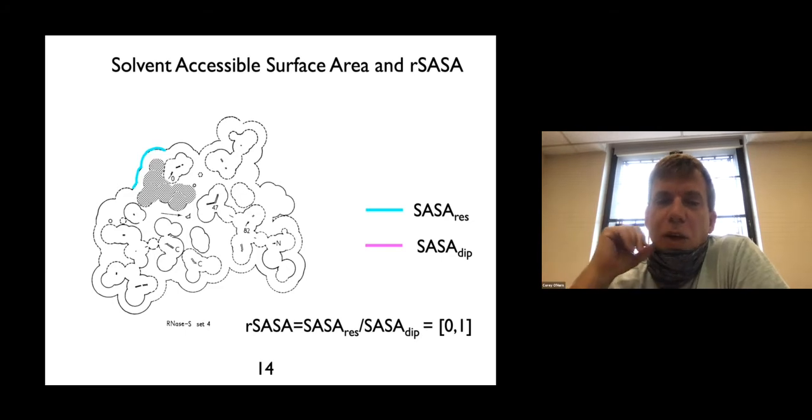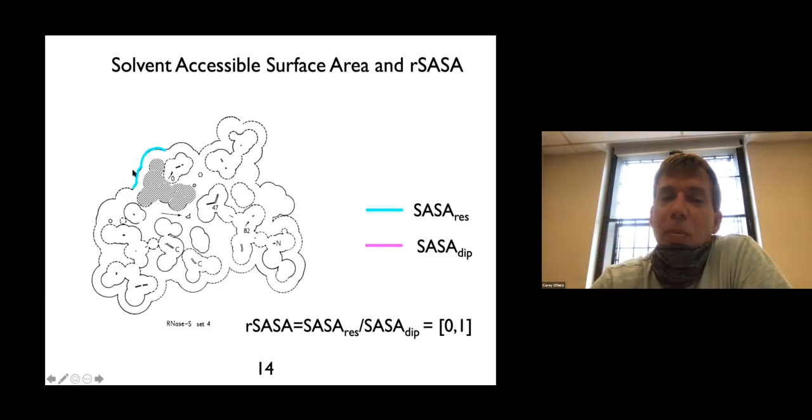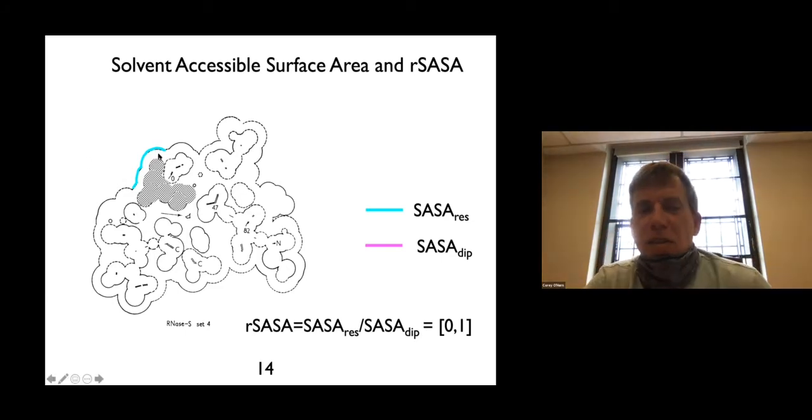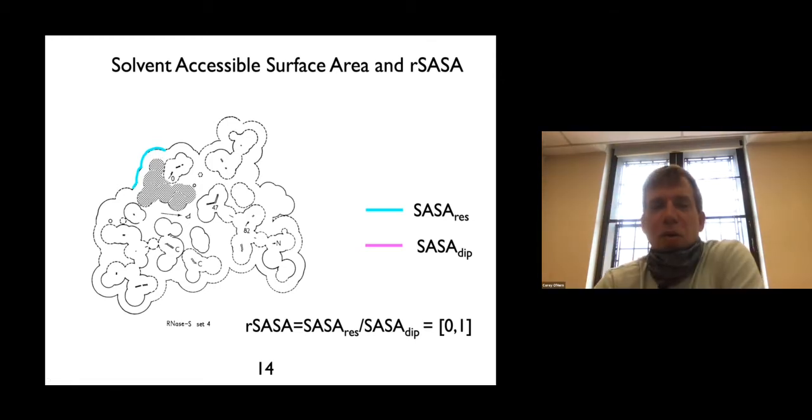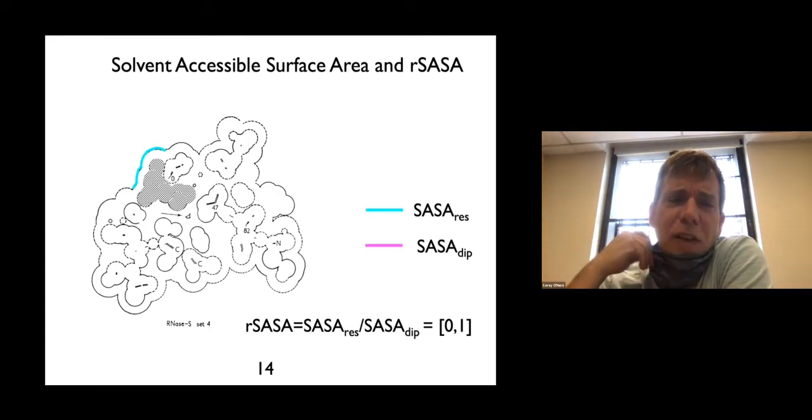And so if you calculate it, in this case, it's like a perimeter because it's in 2 dimensions, but in 3 dimensions, it would be a surface. And so that cyan region represents the solvent accessible surface area of this particular residue. And then the rest of the perimeter of that residue would be the solvent inaccessible surface area of that residue.